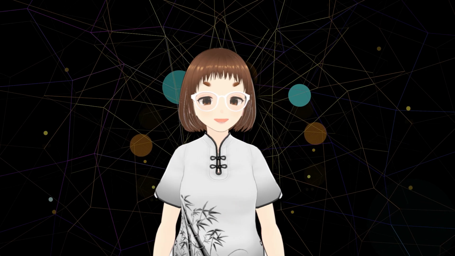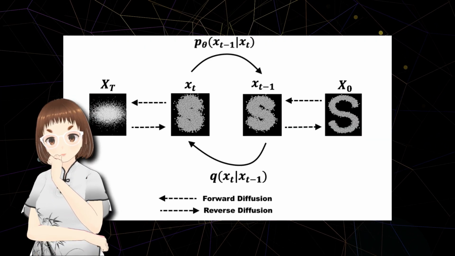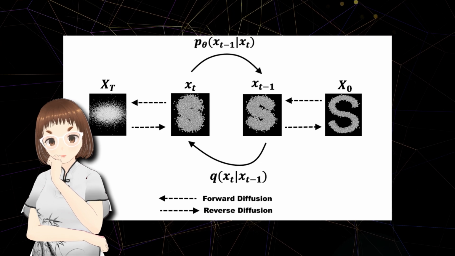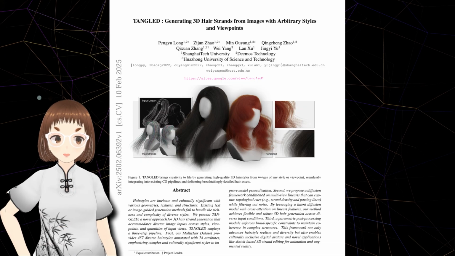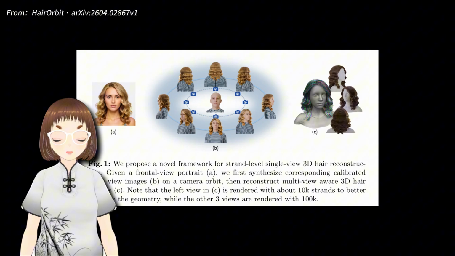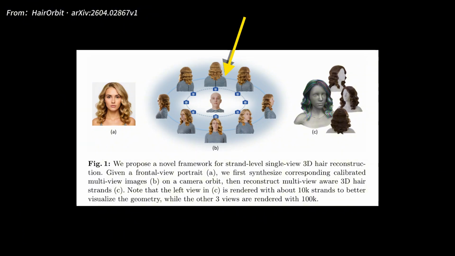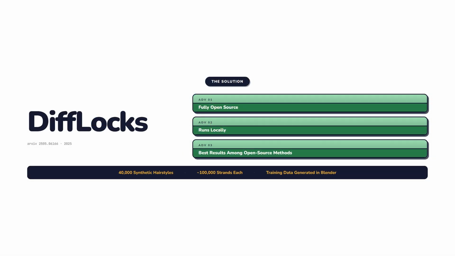First, let's talk about which paper we've chosen. Actually, starting from 2025, alongside the diffusion models, the academic community has published some papers to tackle this problem. For example, in 2025, papers named Tangled and DiffLocks were released. Then in 2026, a paper called Hair Rabbit was published, but it takes a multi-view approach, generating hair from multiple angles. The reason I chose the DiffLocks paper is because it's open source and runnable locally, and currently offers the best results among open source papers.